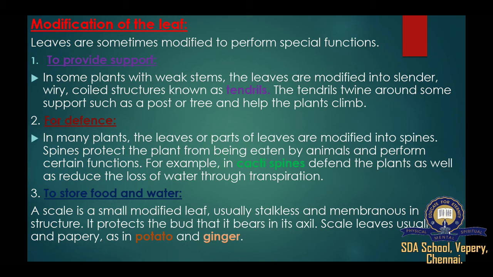To store food and water, the scale leaf is a small modified leaf, usually stalkless and membranous in structure. It protects the bud that is in its axil. Scale leaves are usually dry and papery, as in potato and ginger, but in onion and garlic they are fleshy and store food and water. The leaves of Indian aloe, bryophyllum, and century plant are also thick and fleshy because they store food and water.